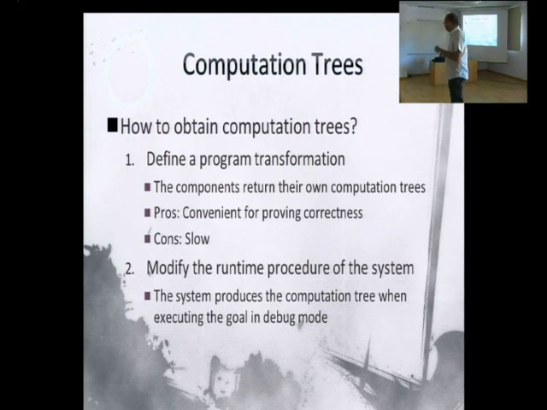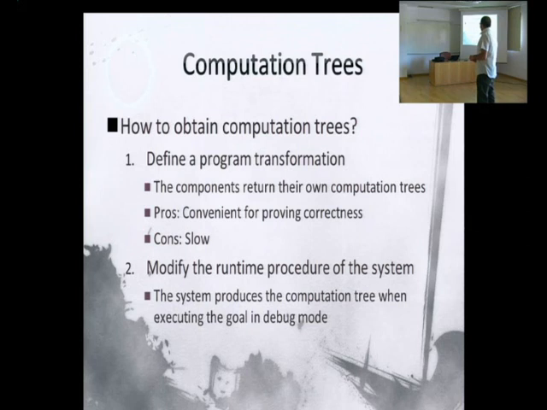And also the program takes more time to execute because you are producing computation trees that usually are huge structures. So we are here all the time with small examples, but real computation trees can have thousands of nodes, and therefore writing a function that returns this huge structure is usually quite impossible.